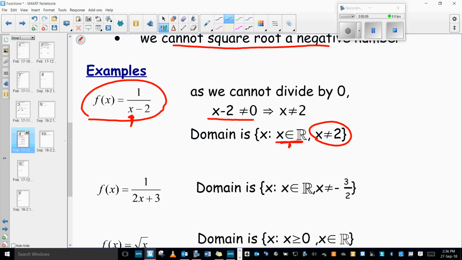Just be careful when you are answering. When you're answering these questions, be careful to say, if they've asked you what's excluded, or they may say which value cannot be in the domain, or they may say what is the domain. It's a little bit tricky, you just got to make sure that you're answering it correctly. Be aware whether they're asking you if there's anything excluded, or if they want to know what the domain is. You need to do the same thing, but it's just how you phrase your answer.